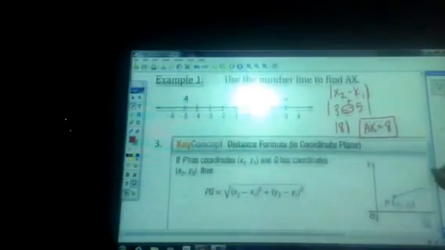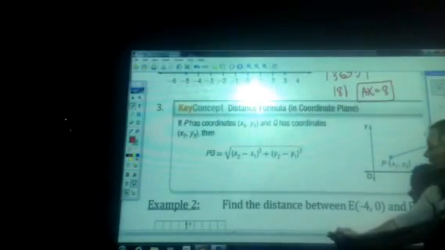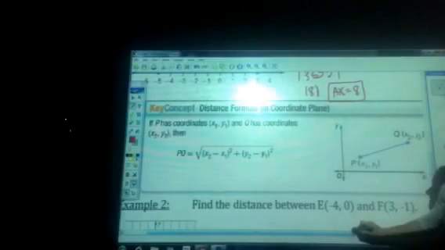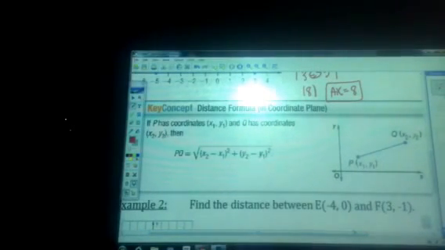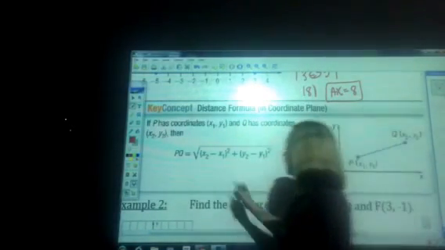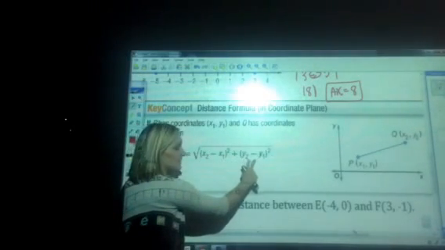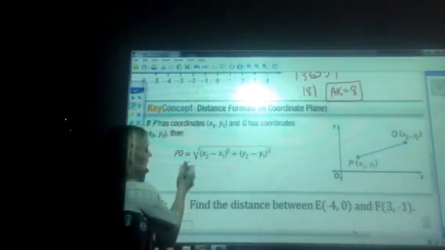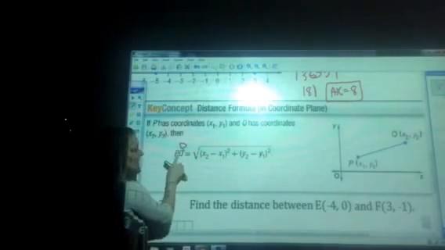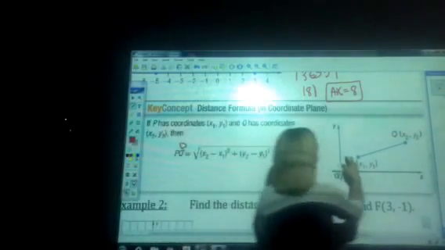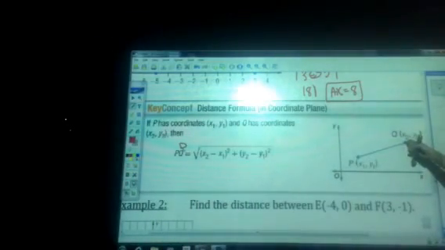The distance formula on a coordinate plane, okay? Notice here you've got an x and a y. So here our distance formula would be the square root of my x values squared plus the difference between my y values squared. So this is our distance formula. They use PQ right here because PQ is the segment that they're talking about. All right, let's go ahead and move on to example 2.